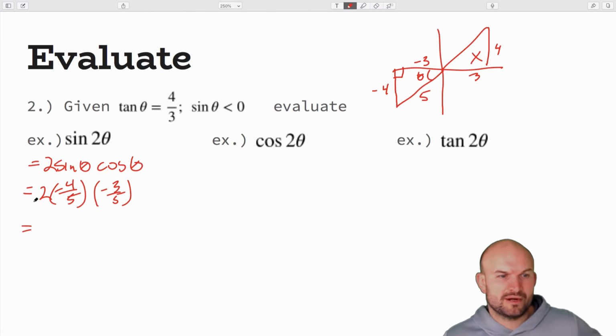Okay, so now I remember that's really a 2 over 1. So you're just going to multiply straight across. So that's going to be a positive 24 over 25, as -4 times -3 is a positive 12.